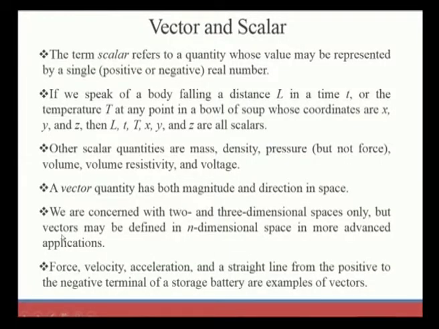for advanced applications. Examples of vector quantities are force, velocity, acceleration, and a straight line from the positive to the negative terminal of a storage battery, which also represents a vector because it has both magnitude and direction. A straight line from the positive to the negative terminal of a storage battery is an example of a vector.